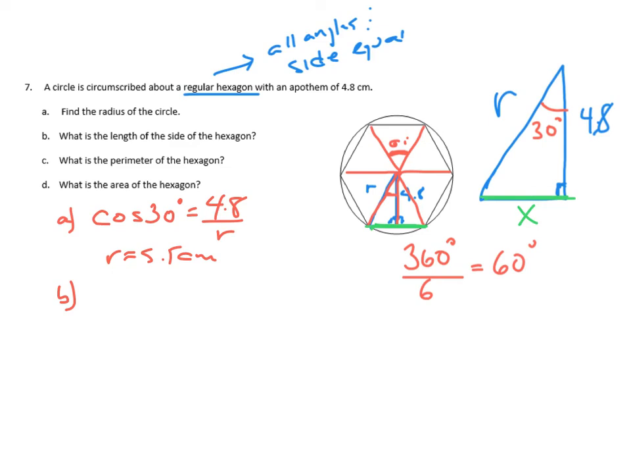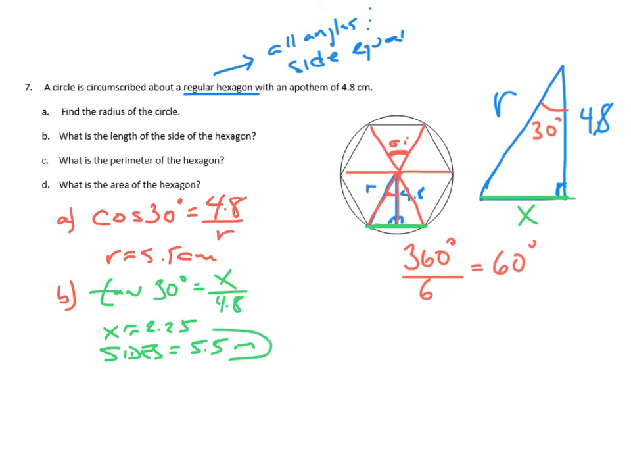I got 30 degrees. I'm looking for x. Let's pretend I didn't solve for r yet, but I know 4.8. Which trig function is that going to be? I think I'm getting tangent. Tangent of 30 degrees is x over 4.8. Grab your calculator, calculate that. And I get 2.75, but that means one of the sides is now double that, so the sides are going to be 5.5 centimeters.